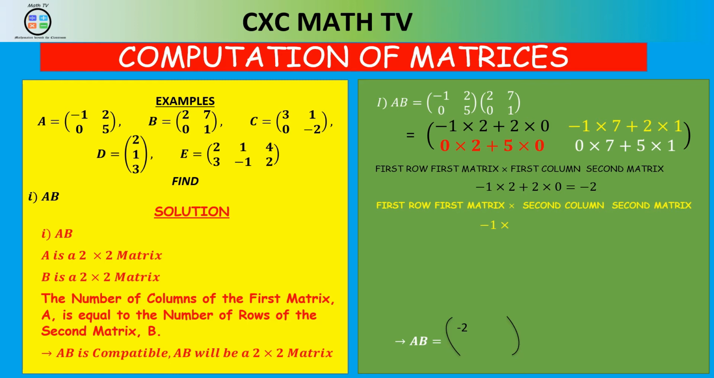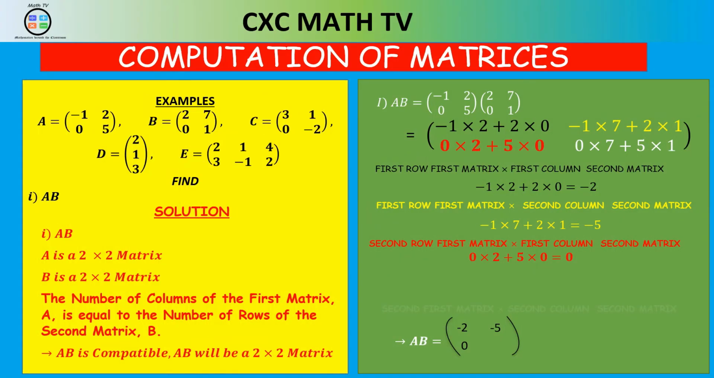So that's negative 1 times 7 plus 2 times 1. And that works out to be negative 5. And so negative 5 is the second element inside the matrix A times B. Now we're going into the second row. So it's second row of the first matrix times first column of the second matrix. So that's 0 times 2 plus 5 times 0, which is still 0. So we can put 0 there as our next element in AB.